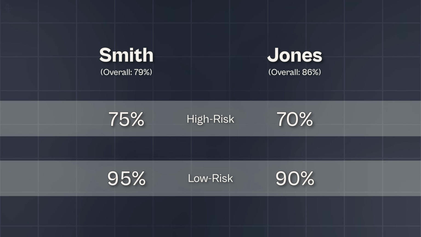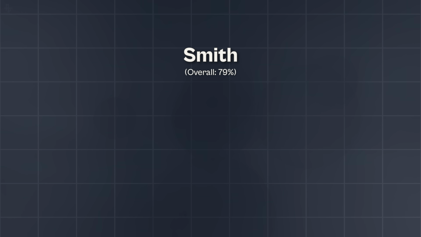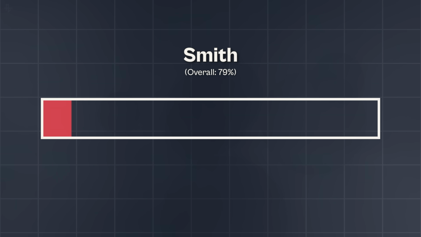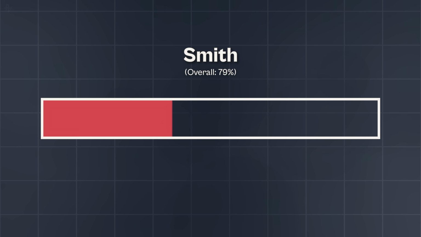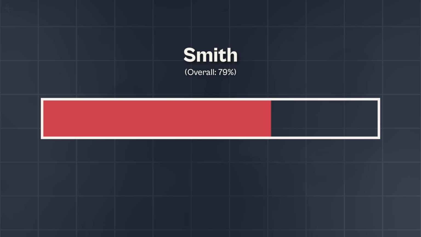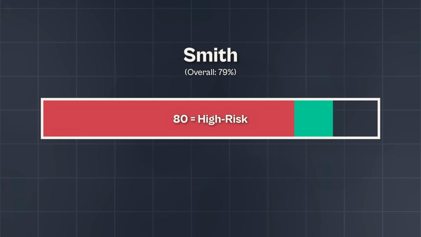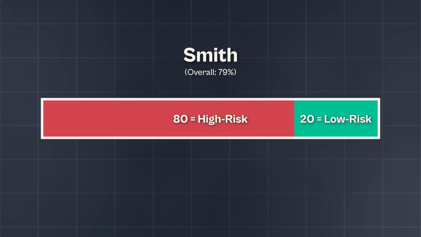Now, hold on a second. Dr. Smith is better for high-risk patients, but then also better for low-risk patients, but somehow has a worse overall record? How is that even possible? Here's what's hiding in the numbers. Dr. Smith is a specialist. She's the surgeon they call when things get really complicated. So out of her last 100 patients, 80 of them were high-risk cases and only 20 were routine.